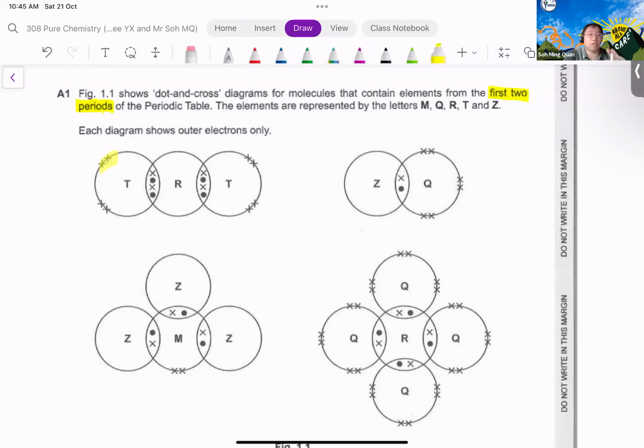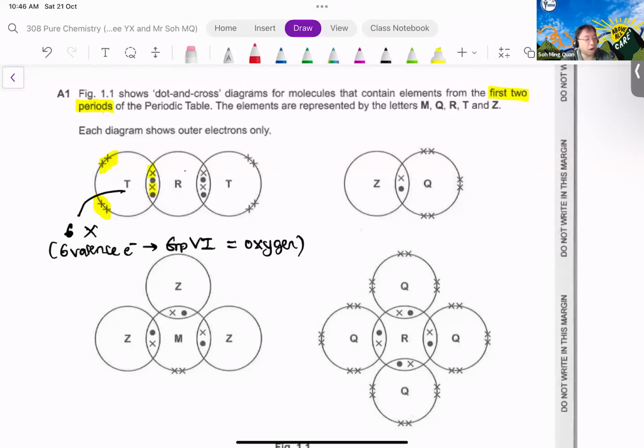Each element has dots and crosses, right? That represents their electrons. So how many crosses are there? T has 6 crosses, meaning 6 valence electrons. 6 valence electrons is group 6. Given that this is first 2 periods, period 1, period 2, this must be oxygen. So T is oxygen.